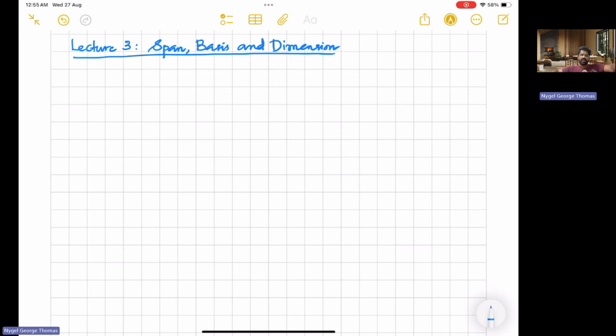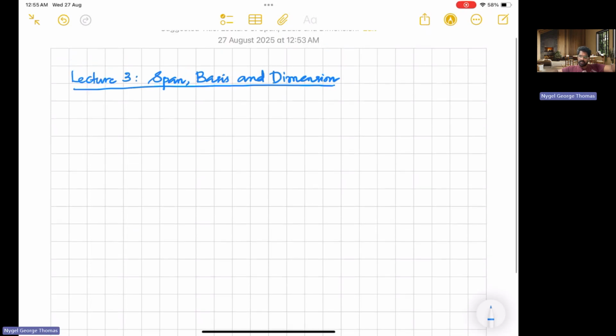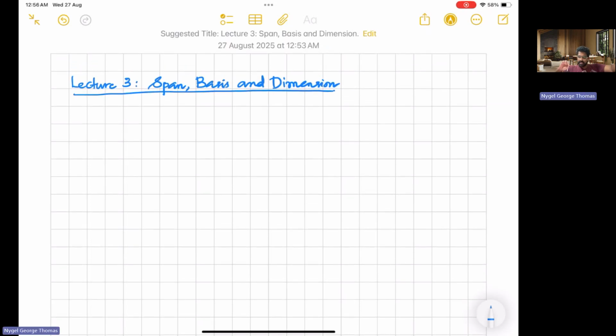Now we're looking at a few concepts which are important. So we're going to look at span, basis, and dimension, which are some important definitions for a vector space. First, let's look at span. Okay. Let's start.